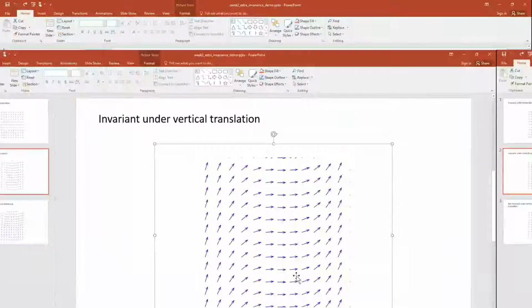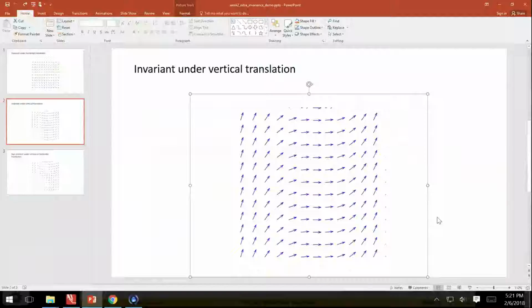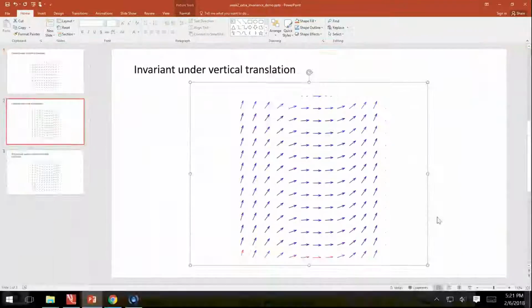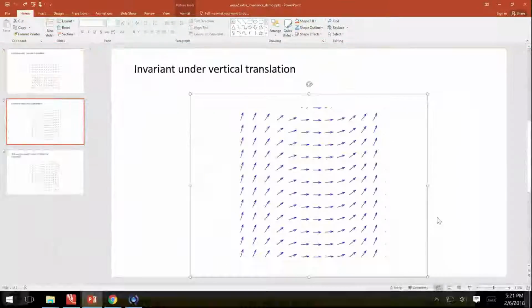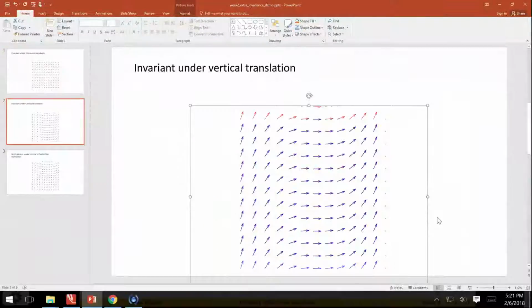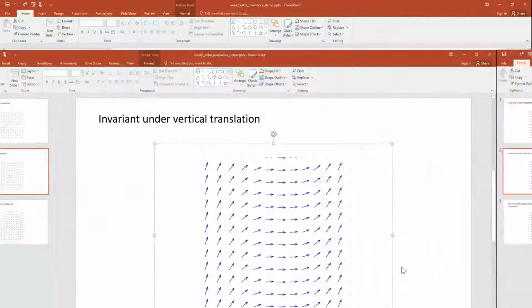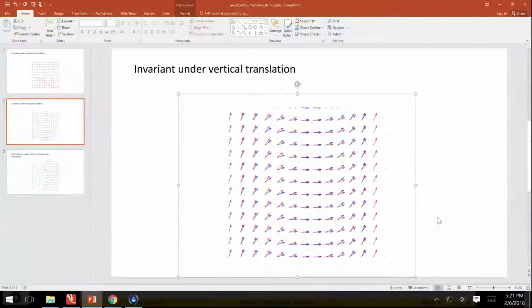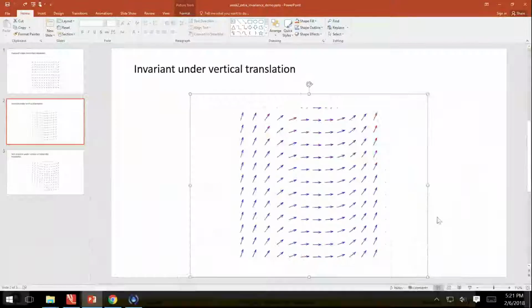Now, here is an example of a vector field that is invariant under vertical translation. Because if we move it vertically, we get exactly the same thing. Or if we move it down, again we get exactly the same thing. But this vector field is not invariant under horizontal translation. If you try to move it to the left, you get something different. So it is invariant under vertical translation, but not horizontal.